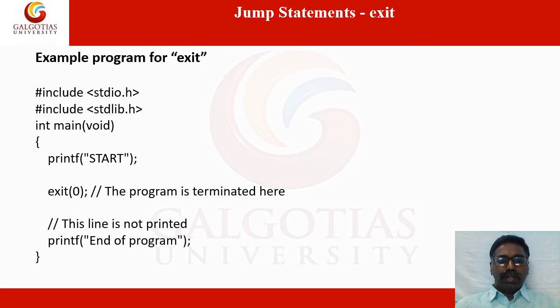The last of the jump statements is the exit statement. Once the program reads the exit statement, the program will automatically terminate. Nothing will be executed in the next lines of the code. So here in the main we print start, the start will be printed, and then we have exit. The program will terminate here. The third line of the program is print end of the program. Even this end of the program, the next line, is not going to execute. So we can see the output here.